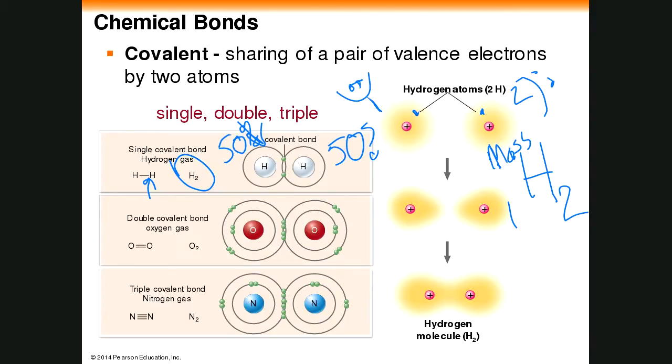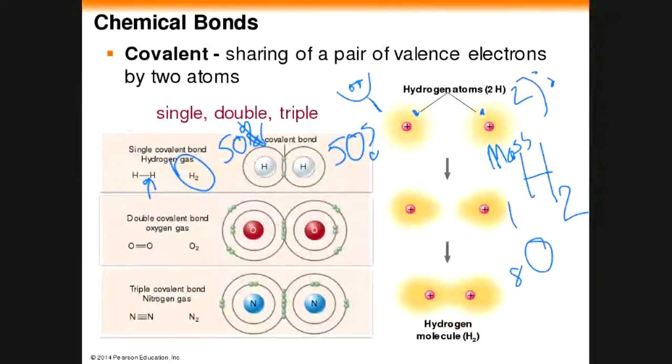All right? So we got 2 hydrogen atoms sharing a pair of electrons. That increases their stability, and that makes what we call a single covalent bond. It's a single covalent bond because you're only sharing 1 pair of electrons. Now there are others that get together and share more than 1 pair.